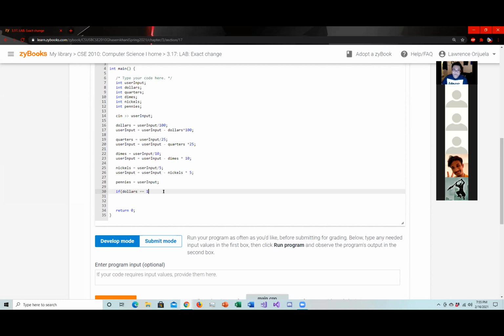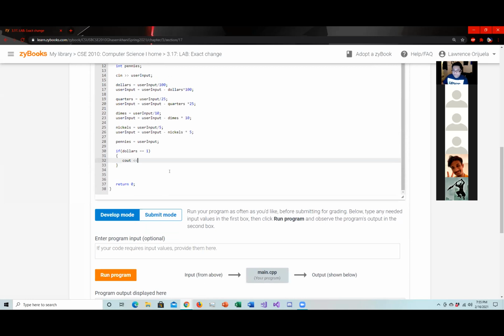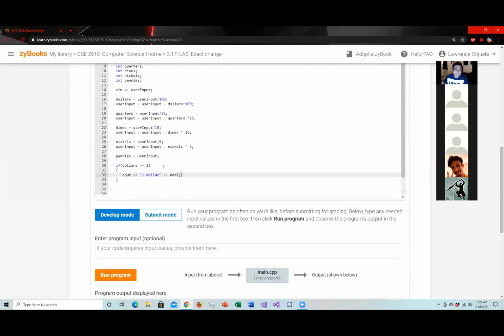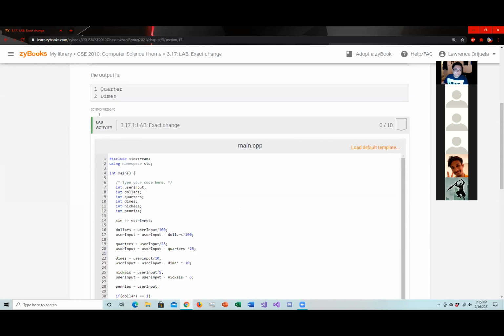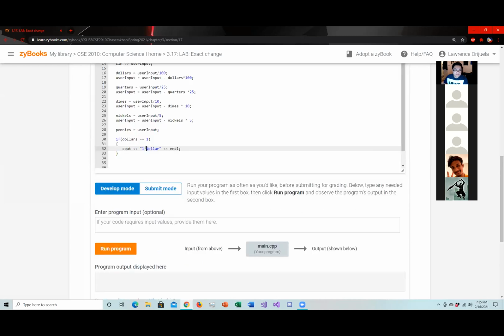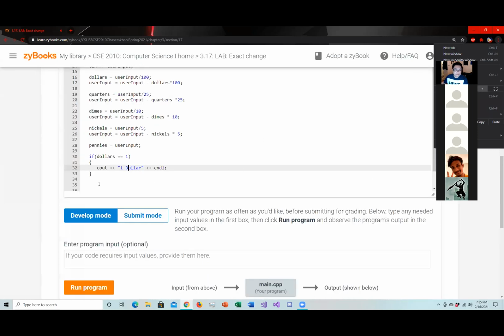So if dollars is equal to 1, we would cout $1 and then end the line, right? Apparently it wants it to be capitalized, so I'm going to do that. Let me change this to a capital D. Zoom in so you can see.